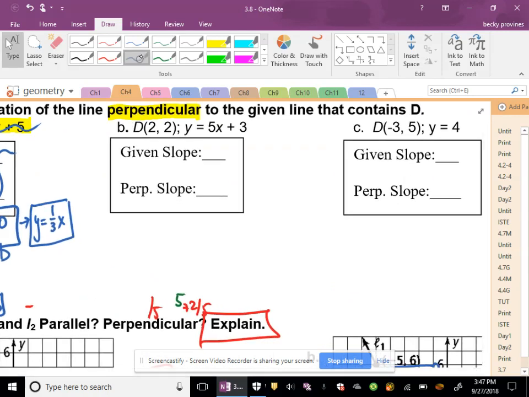On the next one, what is the current slope? Well, the current slope is this right here. It's 5. So what's the opposite reciprocal? Well, opposite, it would be negative, and I flip it, would be 1/5.